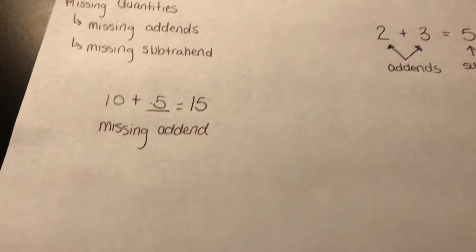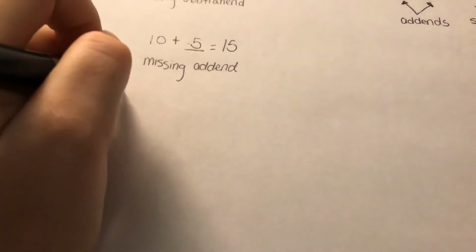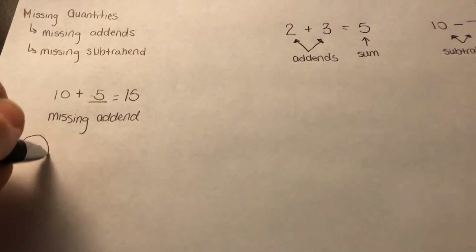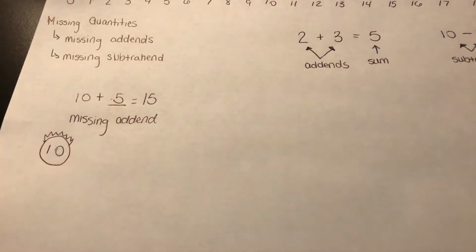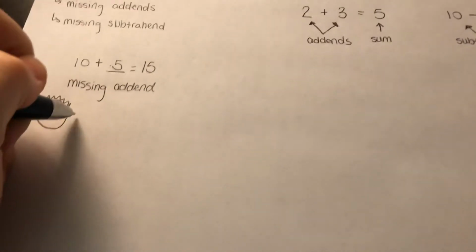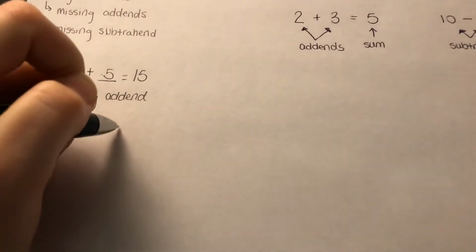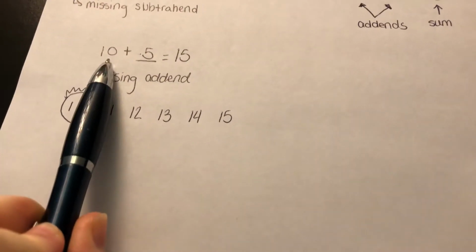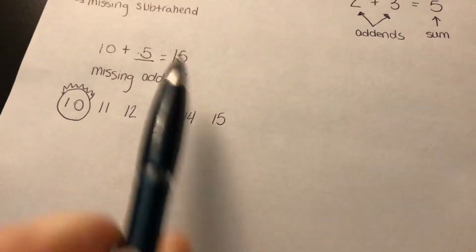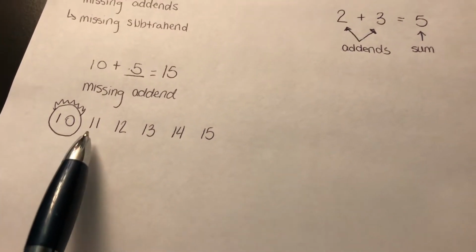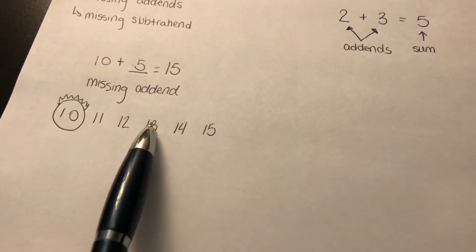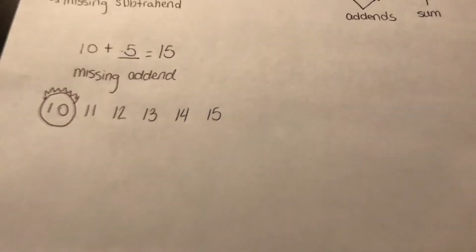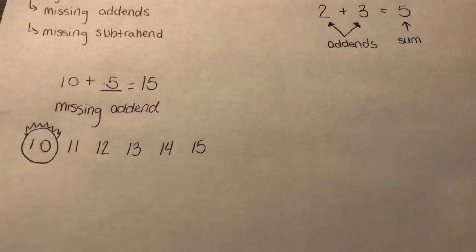Another thing they could do is write the number 10, the number that they are starting with, and then count on. I'm going to put this in a circle to show that it's a number in my head. Then they count up: 11, 12, 13, 14, 15. They started at the number they were given, counted until they got to the end number, and counted how many numbers it took them. They wrote 1, 2, 3, 4, 5 numbers. So those are two examples of ways they could solve a missing addend equation.